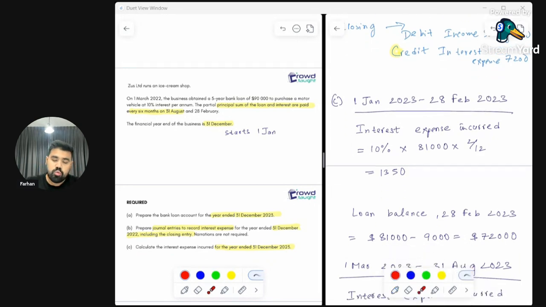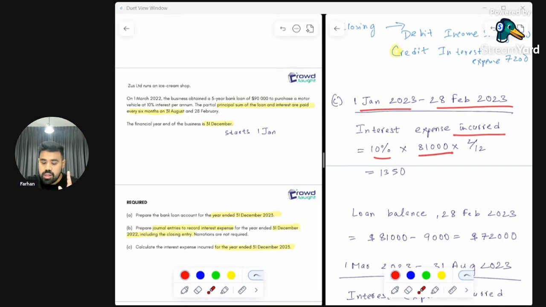All right. So we know we make the loan and interest payment every 6 months since the loan was taken. And those two 6-month periods I'm referring to are 31 August and 28 February, right? Now, on that basis, the first interest expense calculation will be for the 2 months starting 1 Jan 2023 and ending 28 February 2023. So interest expense incurred for these 2 months would be 10%, which was the annual rate, multiplied by $81,000, which was the most recent loan balance ending at 31 August 2022, if you recall.